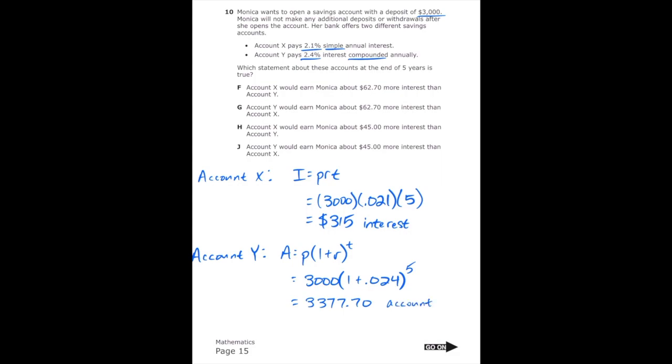So to find the interest that I earned, I have to subtract my original starting amount of 3,000. So after I do that, I should get $377.70. And that is just my interest for account Y. So obviously account Y earned more interest. And so now to find the exact amount, I'm going to subtract 377.70 minus 315. And once I do that, I should get $62.70. So looking at the answer choices, I should have one that says account Y is earning $62.70 more than account X, and that is going to be letter G.